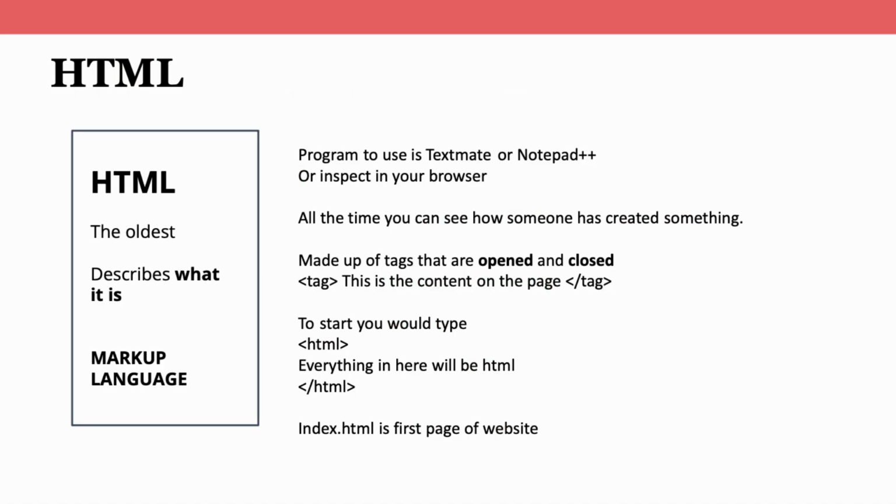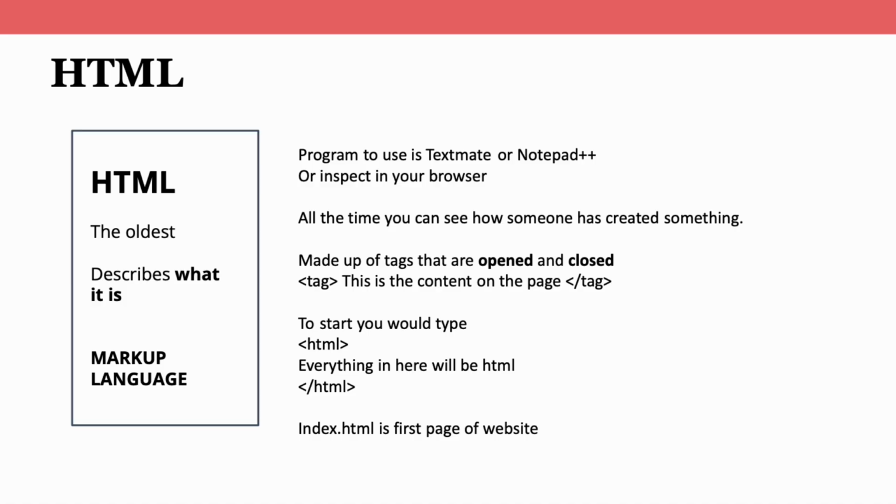HTML is the oldest markup language. It describes what it is. When coding, the program to use is TextMate or Notepad++. You can even inspect the page you are on in a browser. Everything on the internet is inspectable, and you can see how it was created.